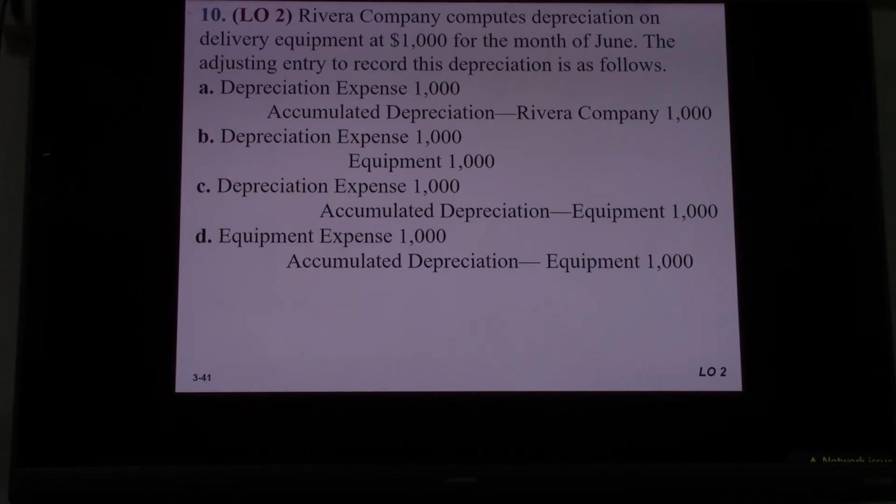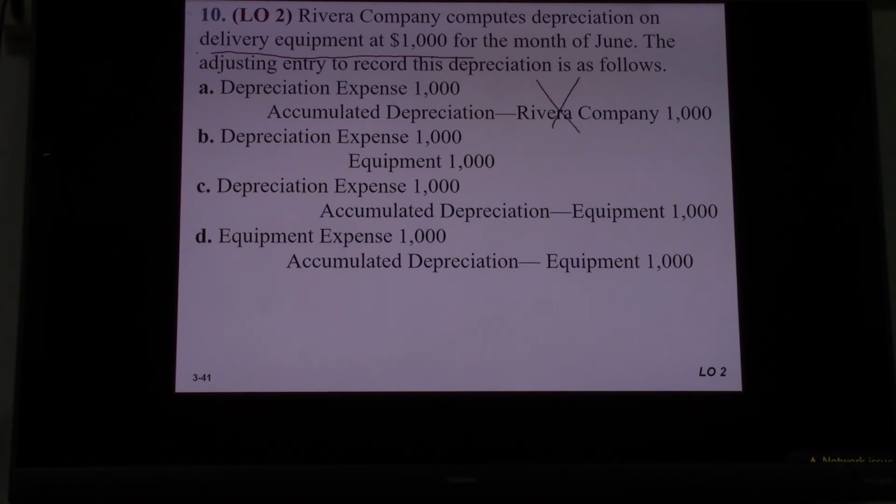In our case, we are talking about depreciation, so we will record on the credit side something called accumulated depreciation. By how much? Here you are required to record adjusting entry for only 1 month, and the depreciation given for 1 month is $1,000. So in this case, depreciation expense will be on the debit side and accumulated depreciation on the credit side. Let's select the correct choice. It will be depreciation expense $1,000, accumulated depreciation for Rivera Company.